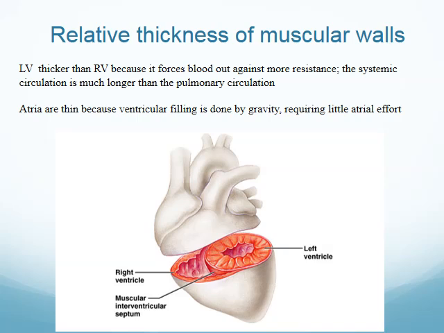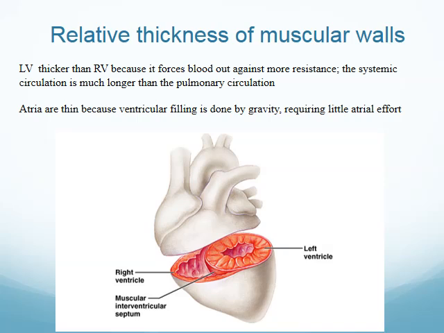I think I already mentioned this once, but we'll mention it again. This comes into play a lot whenever we start getting into EKG interpretation. Just keep in mind that the muscular wall of the left ventricle is much thicker than on the right side. The reason for this is that there's much more resistance. You have systemic vascular resistance in the left ventricle.